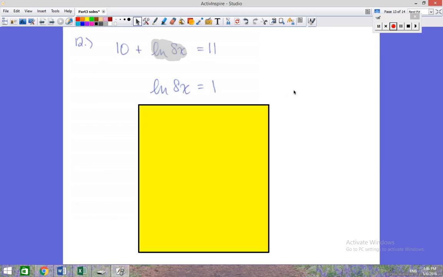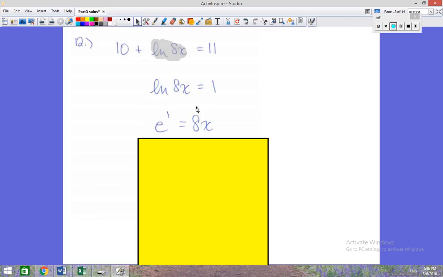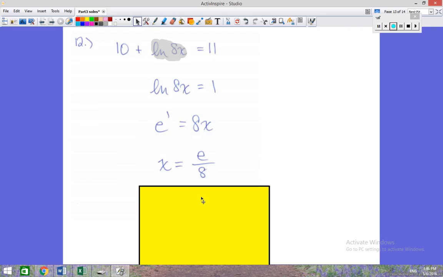I need to rewrite this log equation as an exponential equation. The base is e, even though it's not written. It's implied because it's this natural logarithm, this ln. So a logarithm equals an exponent, so I have e raised to the first power is equal to 8 times x. To get the x by itself, we undo this multiplication. The inverse of multiplication is division. We divide both sides by 8, and we have our answer.